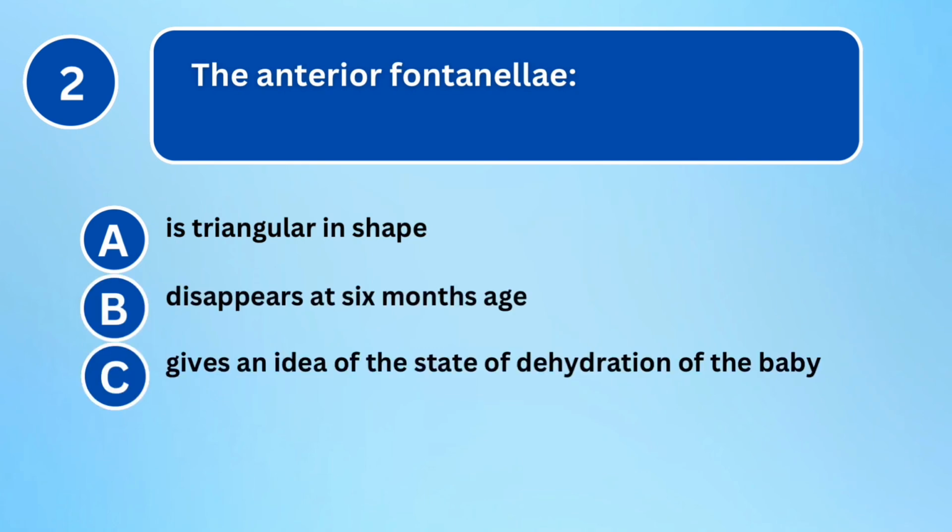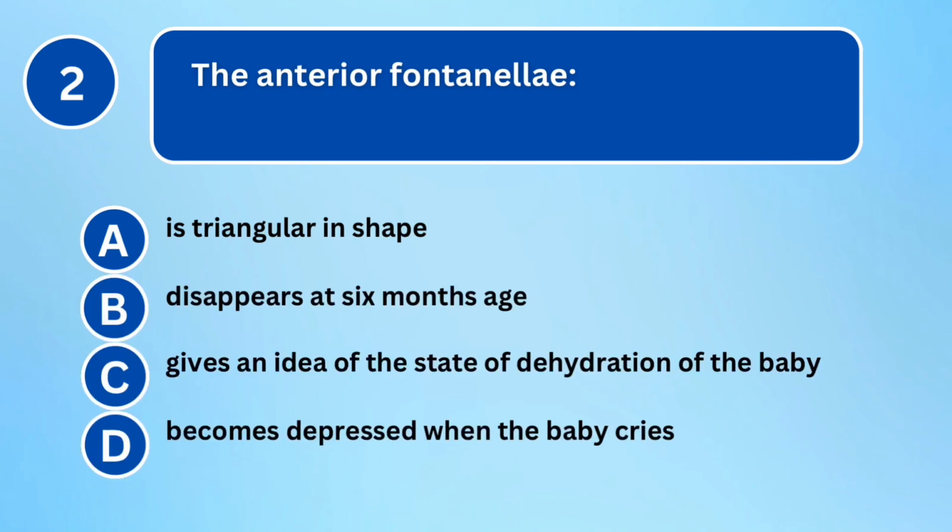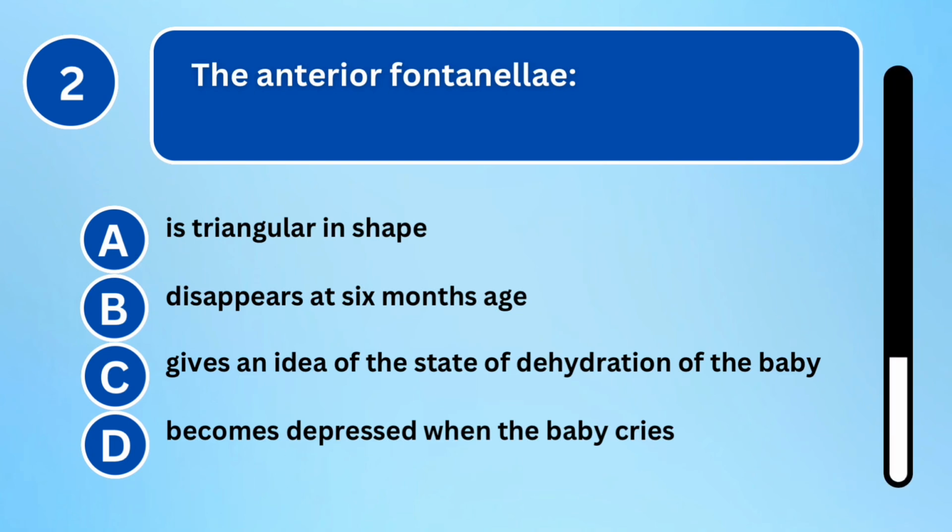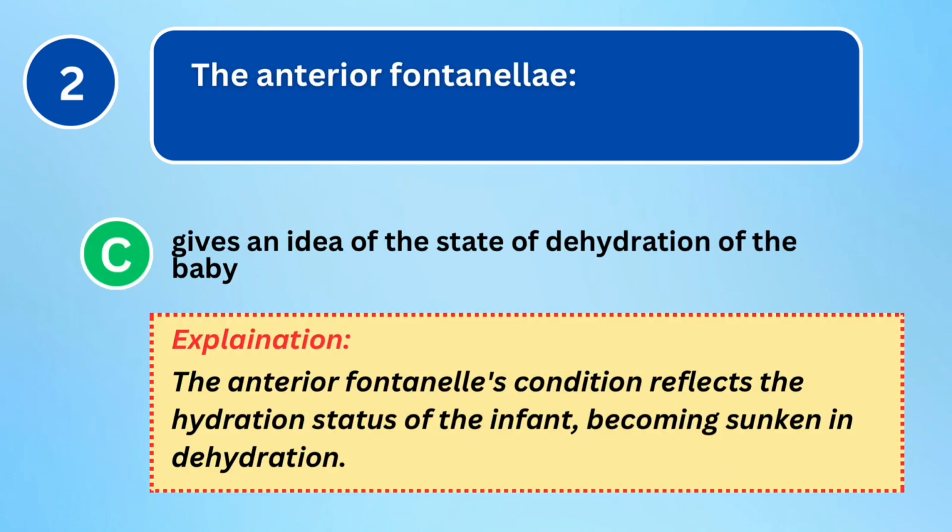The anterior fontanelle: A. is triangular in shape, B. disappears at 6 months' age, C. gives an idea of the state of dehydration of the baby, D. becomes depressed when the baby cries. Correct answer is C. gives an idea of the state of dehydration of the baby.